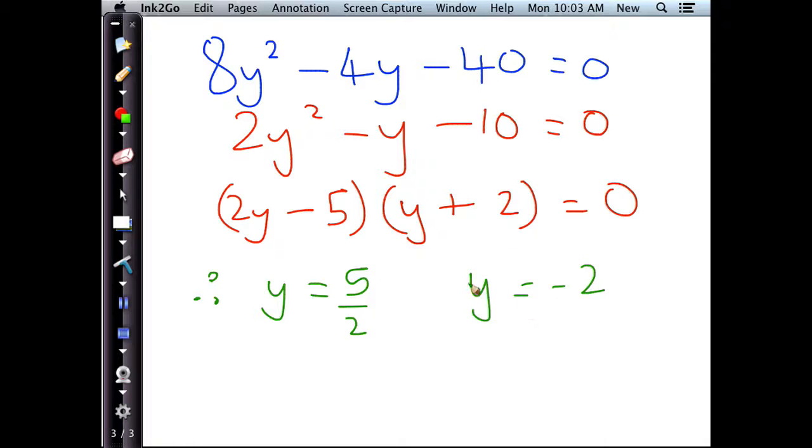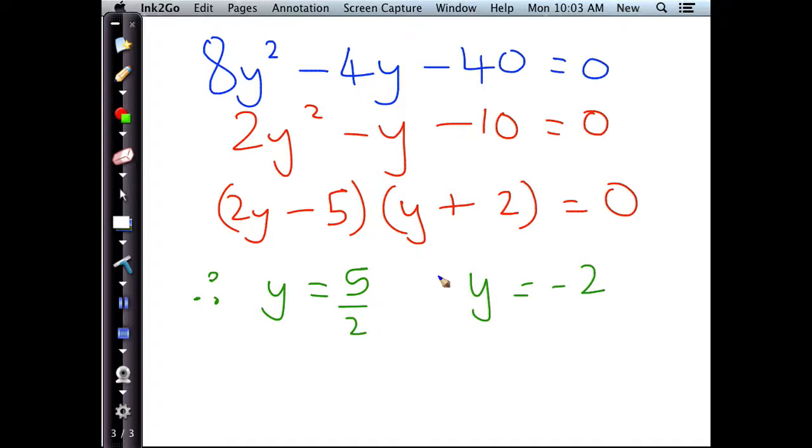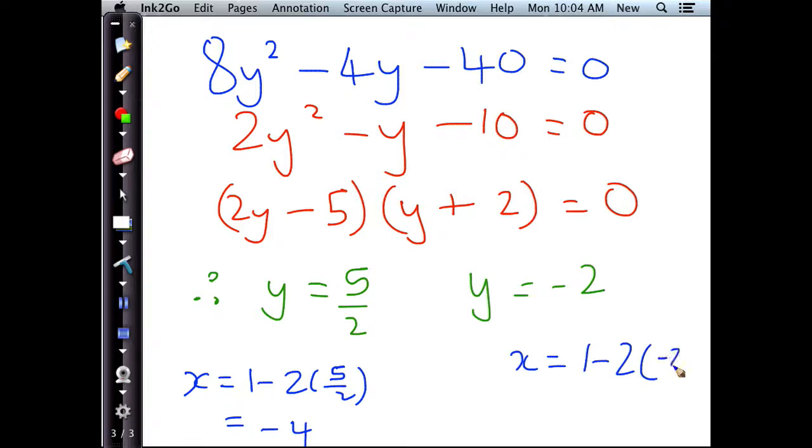Okay, so there we have an overview of how we look at simultaneous equations. Now we are not done, because remember when we started this section, we had another equation: x equals 1 minus 2y. So now I take x equals 1 minus 2 times y, and substitute in this y value, 5 over 2. That gives me 1 minus 5, which is negative 4. And for the other, x equals 1 minus 2 times negative 2. Negative 2 times negative 2 is positive 4, and positive 4 plus 1 is 5.